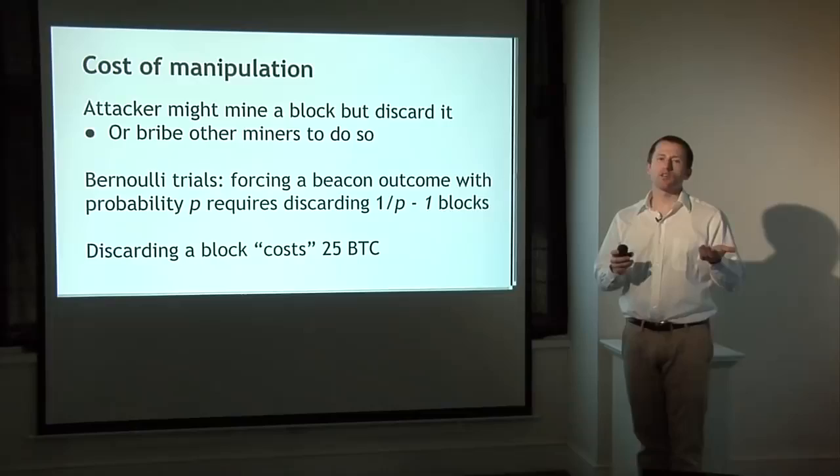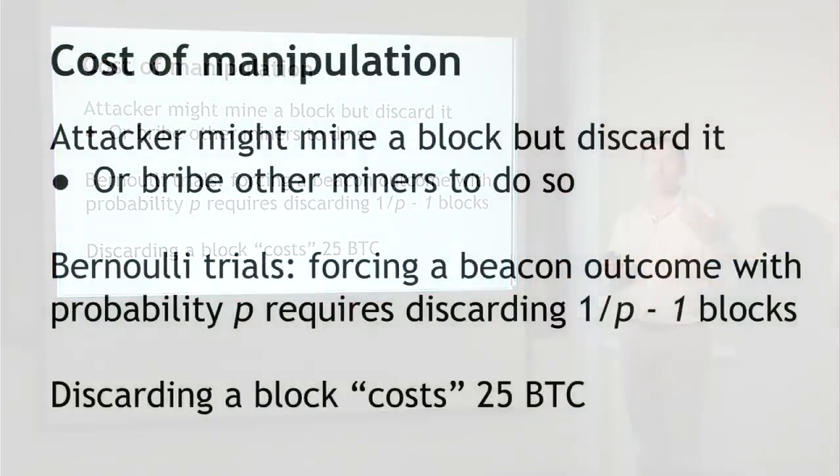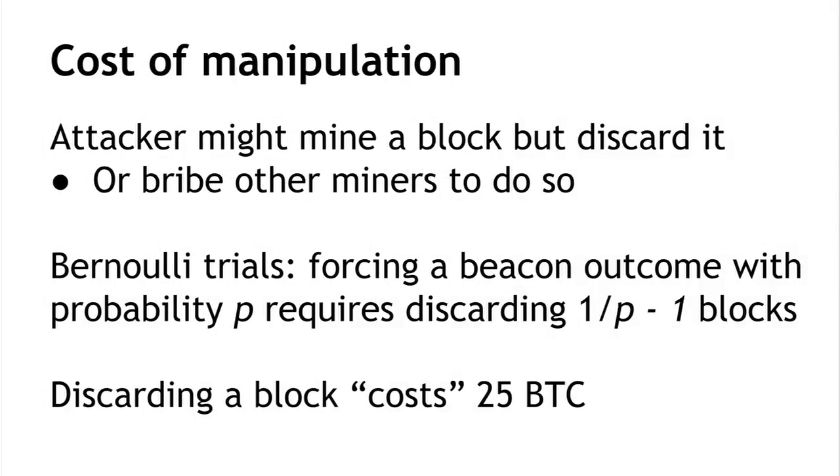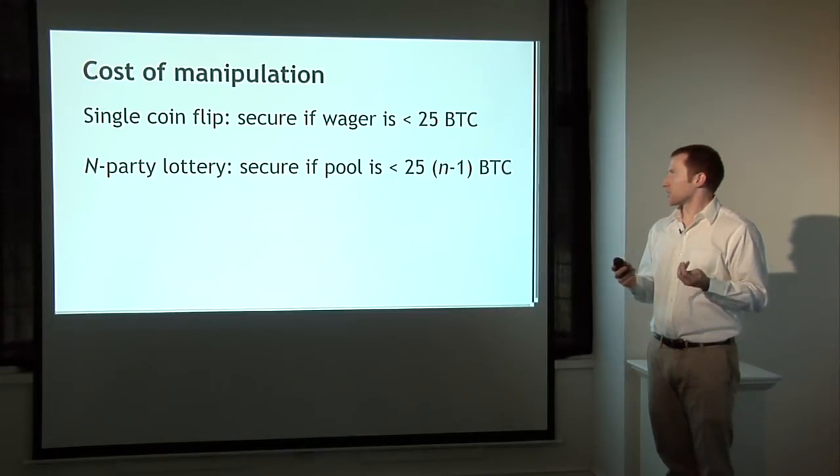So let's say that you're trying to force some beacon output with probability p. This is just going to be a Bernoulli trial. So you have to discard some number of blocks until you happen to hit success. And the expected number of blocks that you'll have to discard is 1/p - 1. And recall that discarding a block is pretty expensive. You are going to lose the entire block reward, which is currently 25 Bitcoin, or around $15,000 US at today's prices.